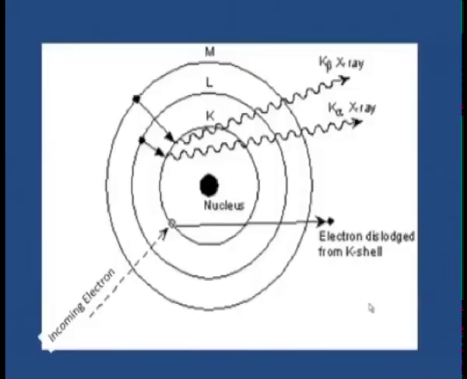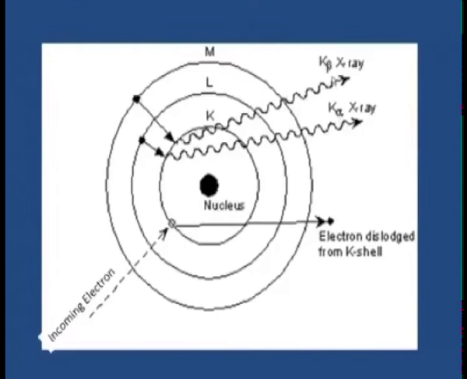Then again I will explain: the incoming electron interacts and the K shell electron is dislodged from the K shell. When the electron is dislodged, the electron in the L shell drops to the K shell, which gives rise to K alpha radiation, whereas when the electron jumps from the M shell to the K shell, it gives rise to K beta radiation, the K beta X-ray.